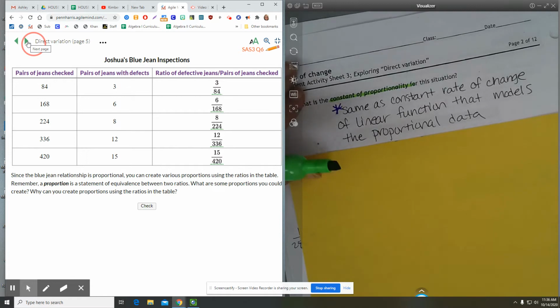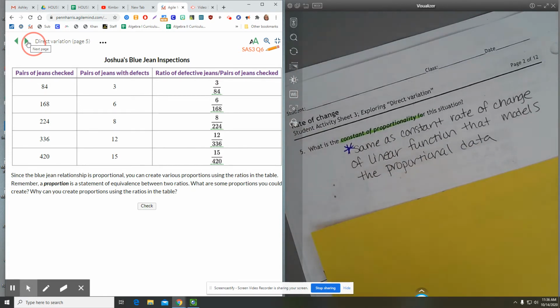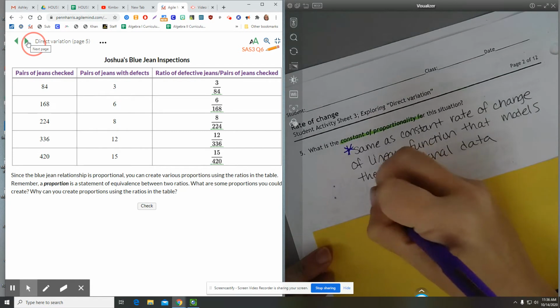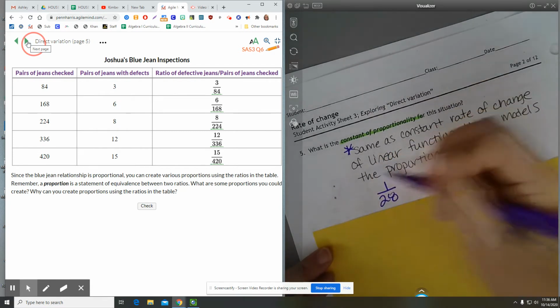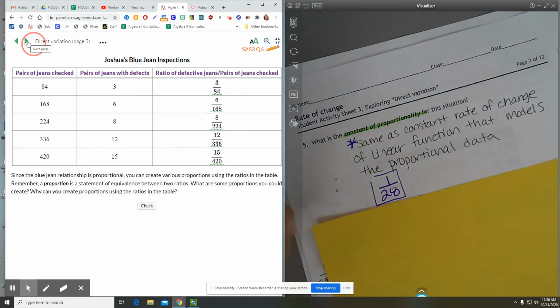Guys, all those fancy words only mean: what is the change that stays the same over and over and over again? What is the change? And that is 1 over 28. Okay? My constant of proportionality is 1 over 28. That's what each one of these simplified down to, 1 over 28.